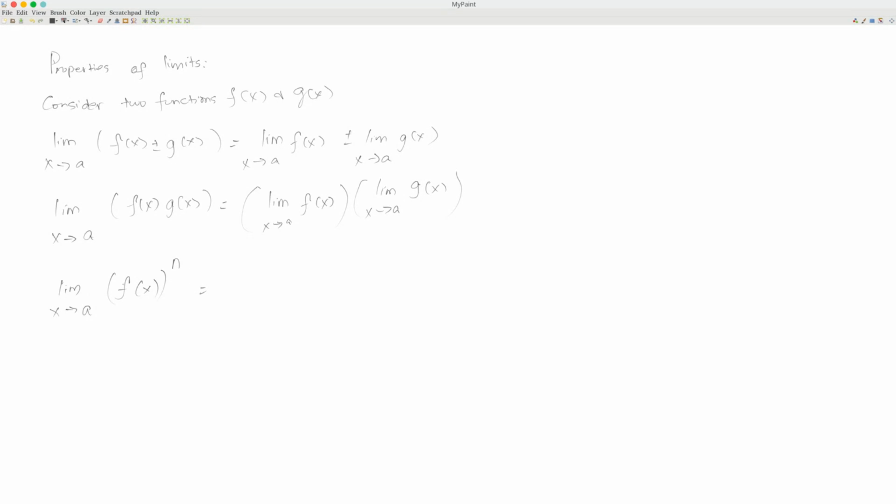So if you have a function raised to the power n, the limit is limit x approaches a, f of x raised to the power n. So the limit just moves inside the function, then you take the power.